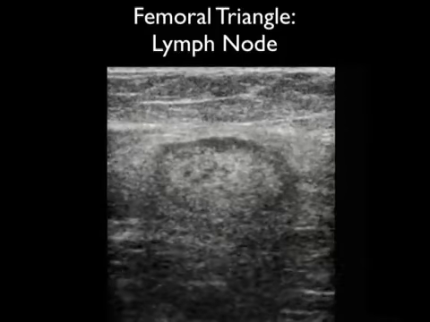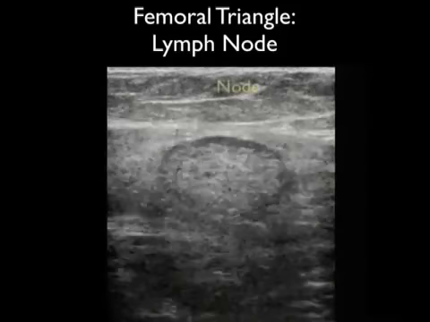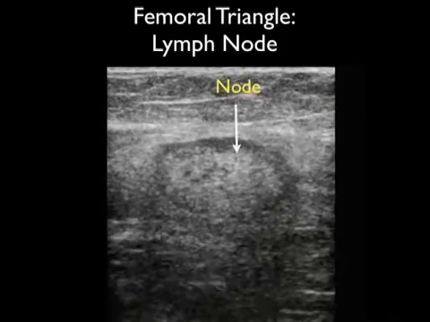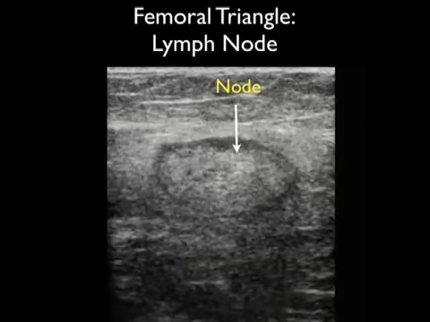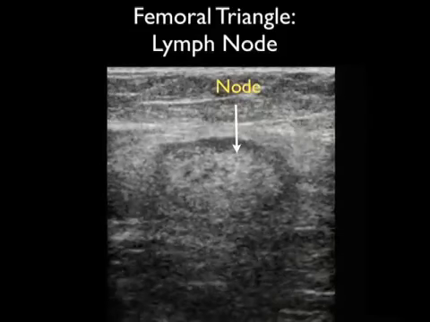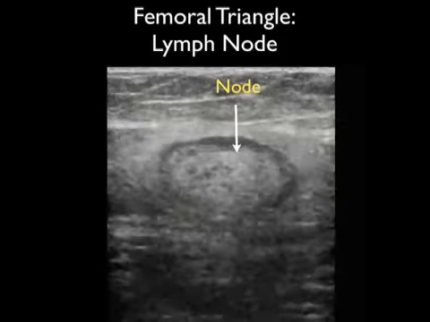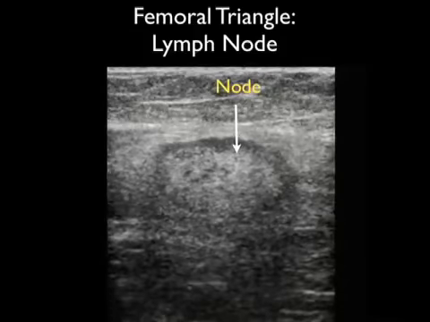The lymph node will be a single structure unlike the paired femoral vessels. Also, the lymph node will usually be seen more superficial to the vascular structures of the femoral artery and vein. Here's an example of a femoral lymph node. Notice that it has the appearance of what could be construed as a DVT. We see the node, and it looks like it has echogenic material within it, but this is the normal ultrasound finding of a lymph node.